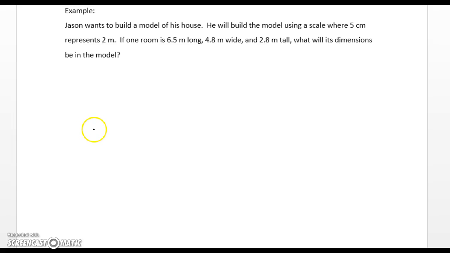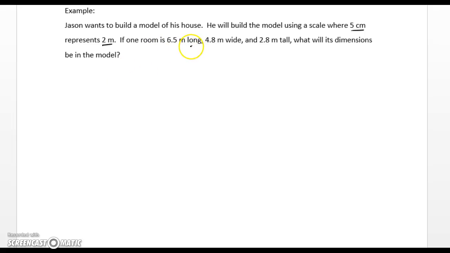So here we're looking for the dimensions of the model, and here we're given a scale. We're told that 5 centimeters represents 2 meters. So you can imagine that this 5 centimeters would go to the model, where that would represent 2 meters in real life. So this tells us a rate. It also tells us that proportion that our fraction should be equal to.